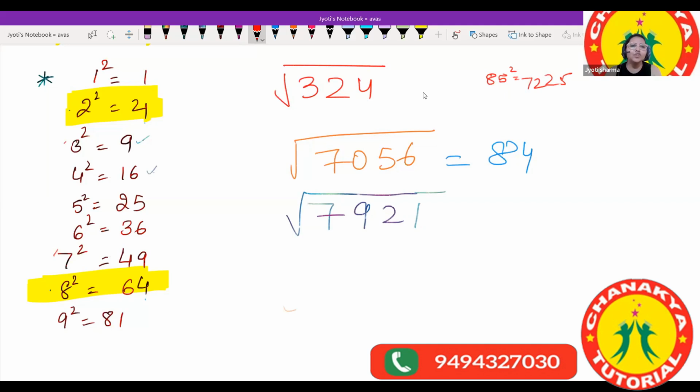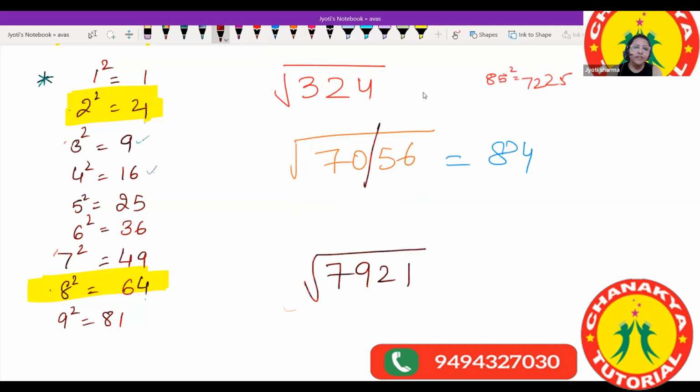Kids, are you sure you got the correct answer? Everyone is saying 84, 84. Let's discuss this question. See, after leaving two digits, at the 6, okay, fine. Correct.